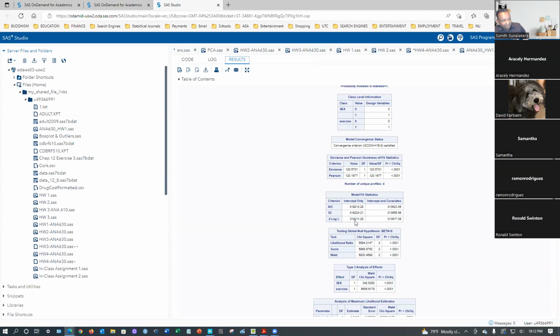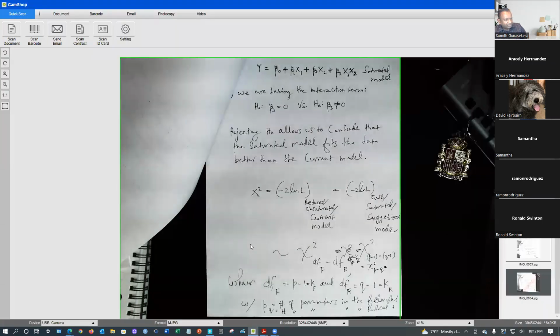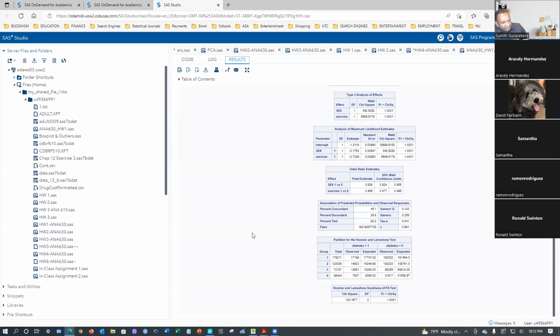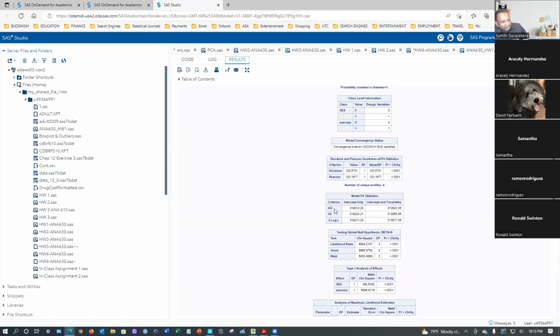This one, 31, minus 2 ln L. Let's see, 6, 23. So 4 of them, related to this one. Okay, this one, 59.94. That is the same as that, the difference of these two.